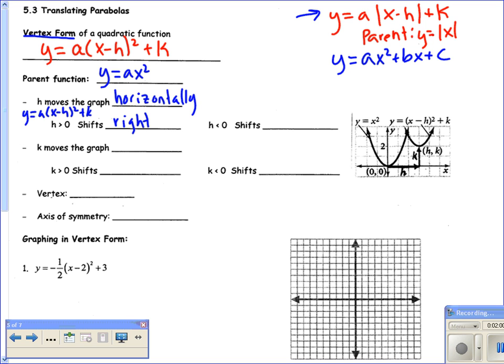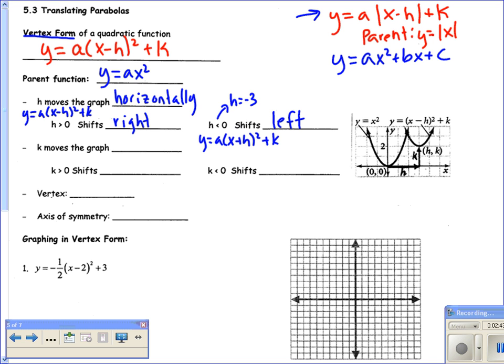And if h is less than 0, so let's say that our h value was h equals -3, then in this case you would have y equals a times x plus h squared plus k. And the reason that would happen is because you would get y equals a times x minus -3 squared plus k, if I'm using -3 as an example. And notice that that minus minus becomes a plus. So that's why, in this case, we are going to shift our graph to the left. And just like with absolute value, remember that h was opposite thinking. Same thing with quadratic equations.